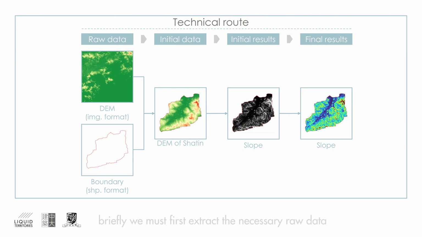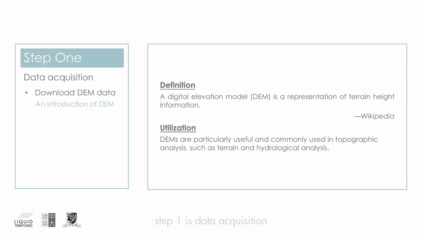Briefly, we must first extract the necessary raw data, then analyze it to obtain the initial results and visualize them as final results. Step 1 is data acquisition. Digital elevation model, or DEM data, is the most widely used type of data. According to Wikipedia, a DEM is a representation of terrain height information. DEMs are particularly useful and commonly used in topographic analysis, such as terrain and hydrological analysis.